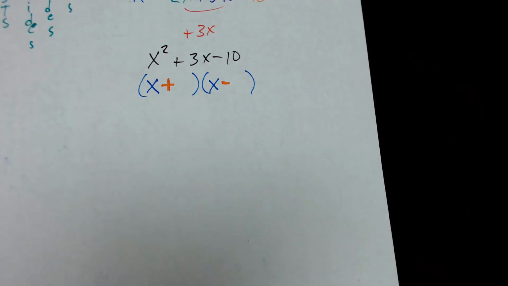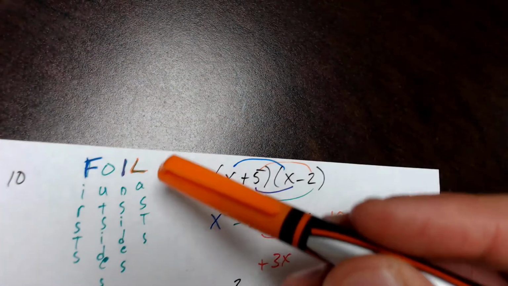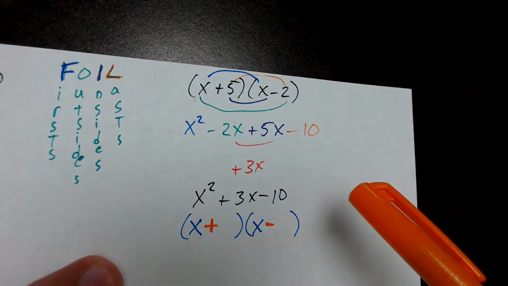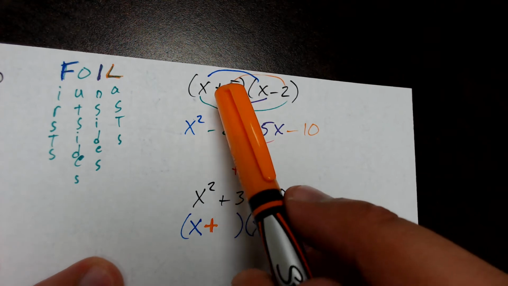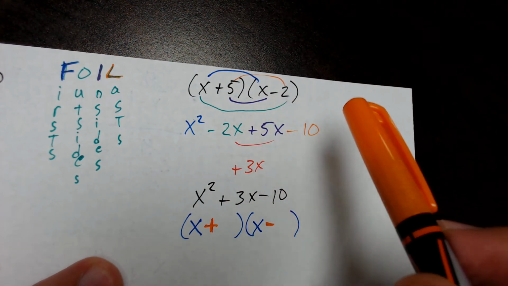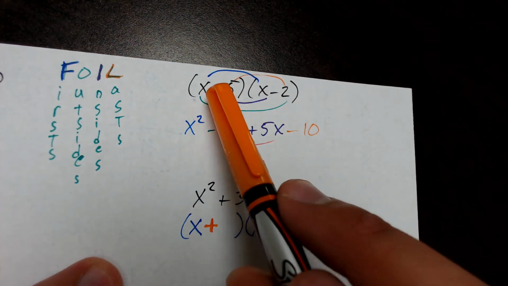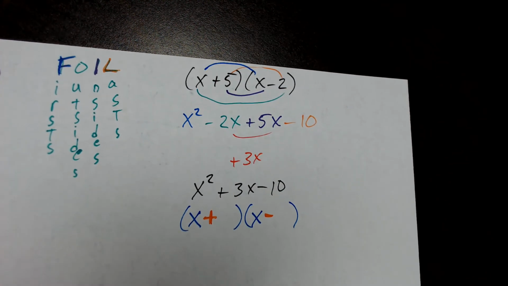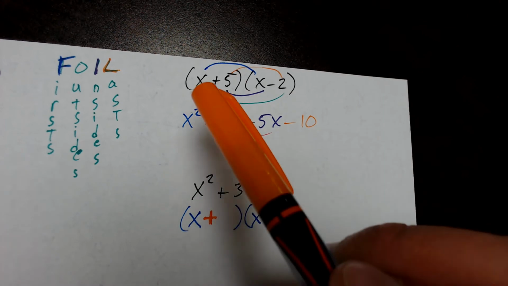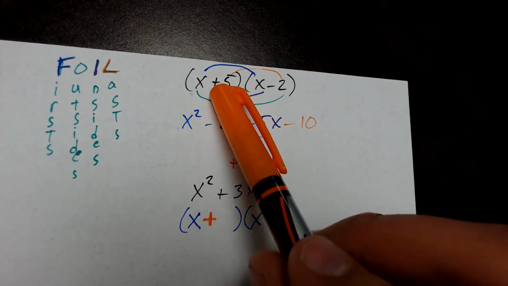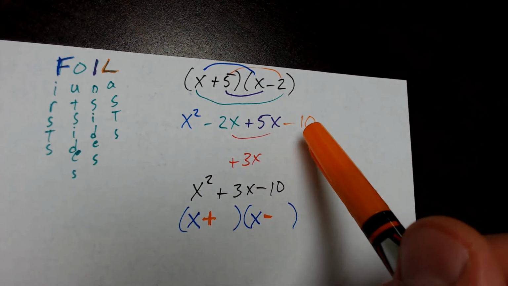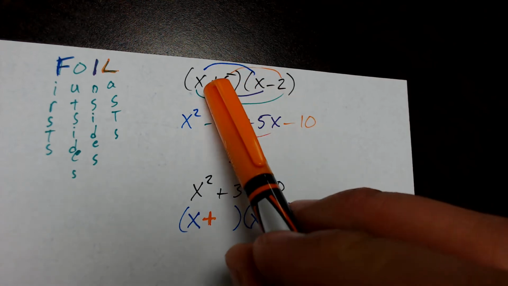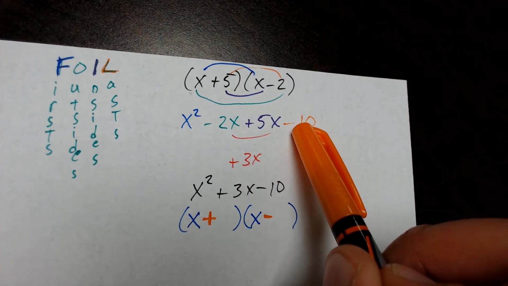The reason why I know this is because in FOIL, the last times the last. If we have a positive times a negative, we're going to get a negative number. If we have a negative times a positive, we're going to get a negative number. However, if we have two of the same signs, negative times a negative, then the last number would be positive. If we had a positive times a positive, the last number would be positive.